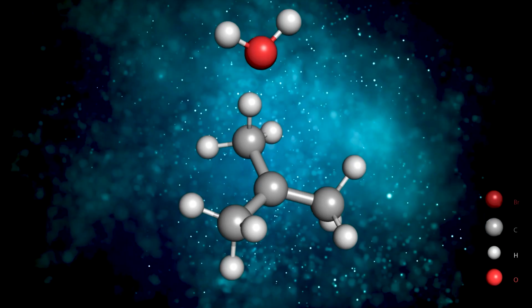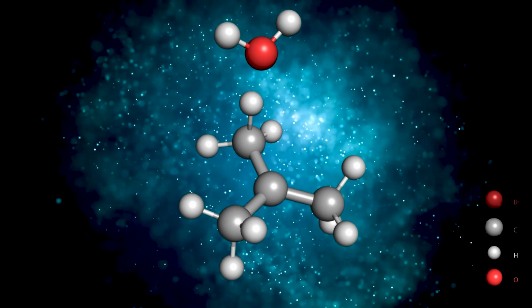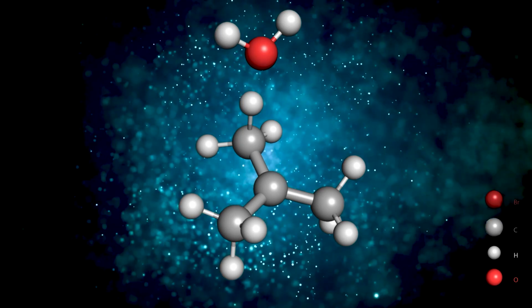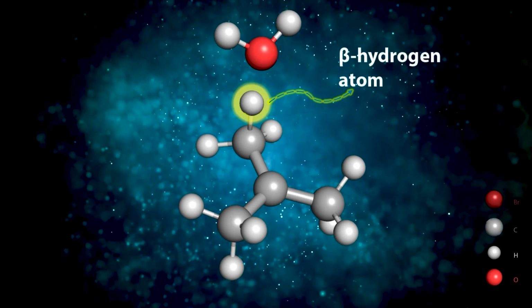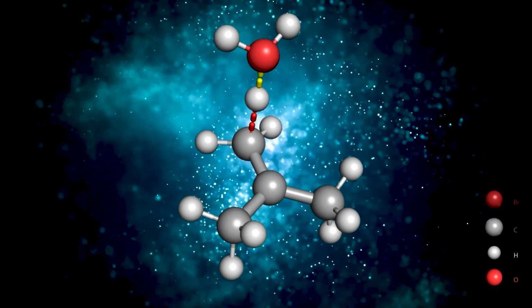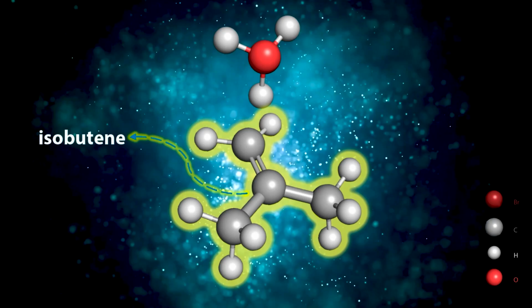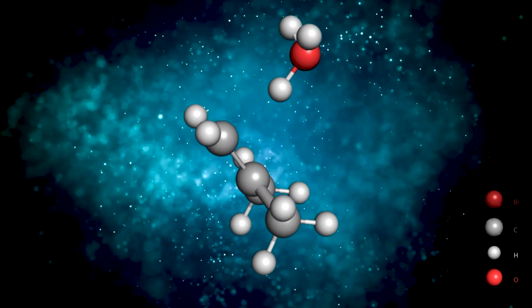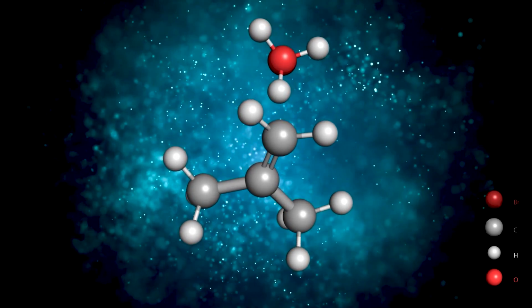The second step of E1 mechanism is a proton transfer between base and carbocation. Obviously, water acts as a base in this case. It attacks beta-hydrogen atom and abstracts proton passing through second transition state and yielding isobutene and hydroxonium ion. On the screen, you can see the products, whereas bromide anion is omitted for clarity.